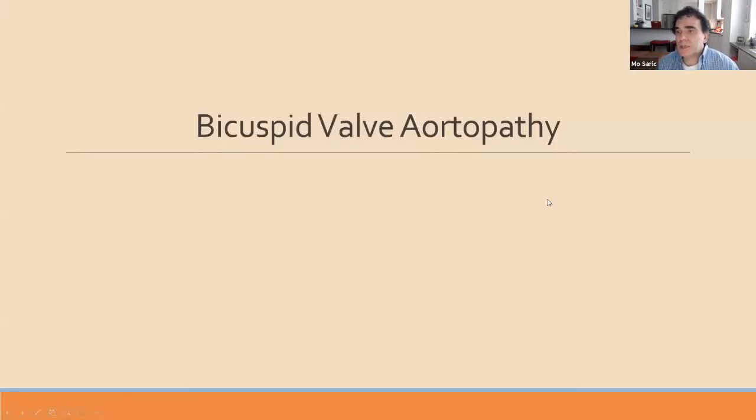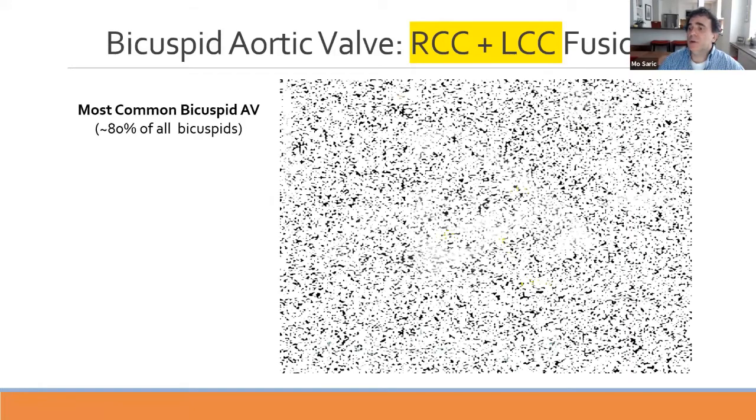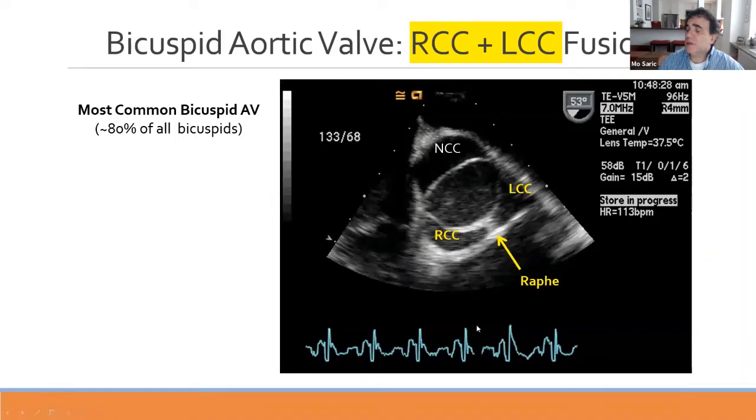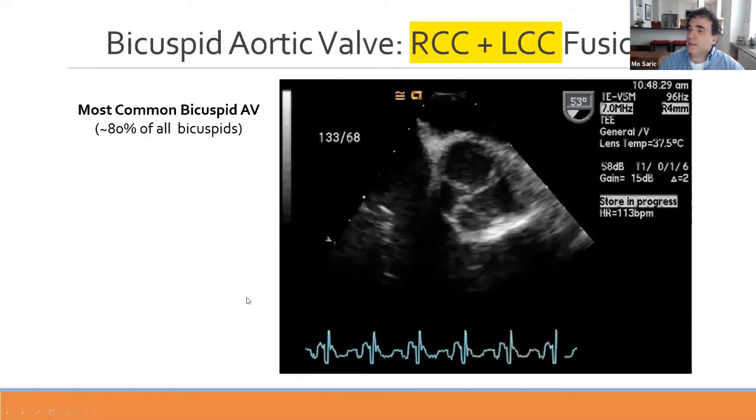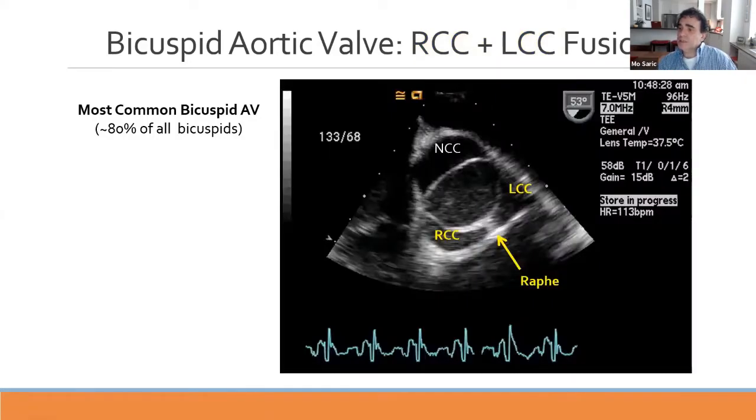Now let's switch gears to bicuspid aortic valve related aortopathy. As you know, bicuspid valves can come in different fusion patterns between aortic cusps. Right and left coronary cusp fusion is the most common. It involves about 80% of all bicuspid aortic valves, and this is an example of such a pattern where there is a raphe between the right and left coronary cusp. And here is the moving image on a transesophageal echocardiogram. Again, if I freeze the image, there is a raphe between the right and left coronary cusp, the most common form of bicuspid aortic valve.